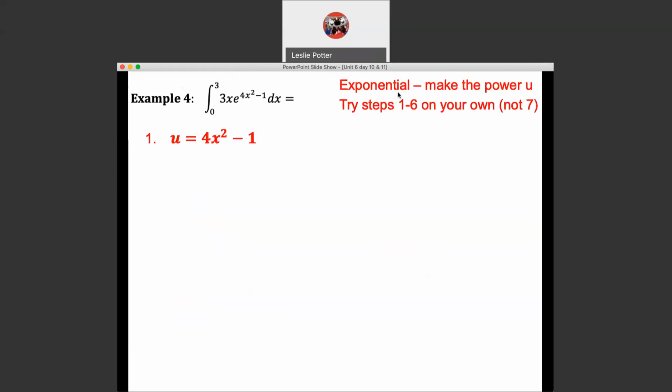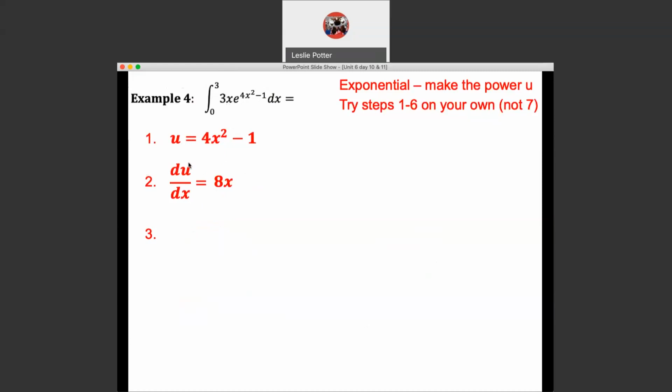So our u is our power, 4x squared minus 1. We can see that this is a form of the derivative. When we differentiate 4x squared, we get 8x. And so we have an x here and an x here, and the coefficients don't match, and that's okay. That just means we get some coefficients outside. But we have matching powers of x here, so this is the derivative. So we look at 3x as a form of the derivative. It's got the right power of x, and that's the important thing. The coefficients will work themselves out.